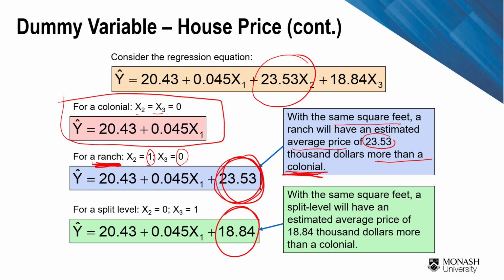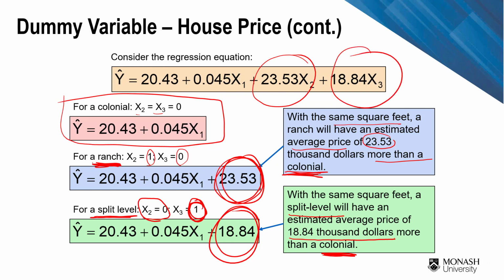Okay. The same thing here as well. With the same level of square feet, a split level will have an estimated average of 18.84 thousand more than the base case, which is a colonial. All right. So I forgot to say that when it is a split level, you don't activate x2, but you only activate x3 because x3 is for a split level. So I hope this makes sense.